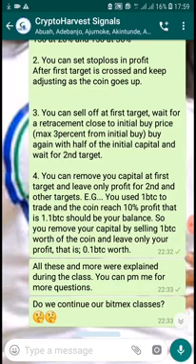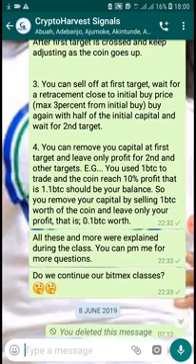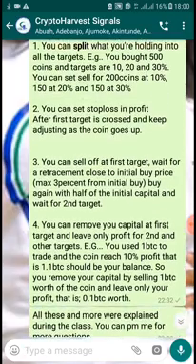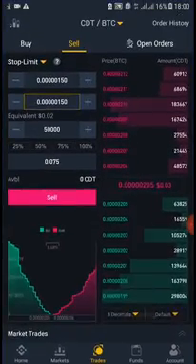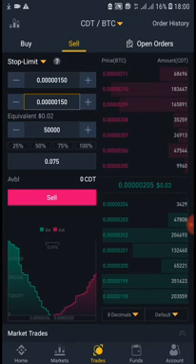You can remove your capital at first target, leave only your profit for second and third targets. You can use 1 BTC for the trade. For example, you use 1 BTC for the trade, the coin reaches 10% profit, that is 1.1 BTC, which should be your balance at that point. So you remove your capital by selling 1 BTC worth of that coin, and then you leave only the profit, which is 0.1 BTC worth. Okay, so let me show you an example of that number 4.